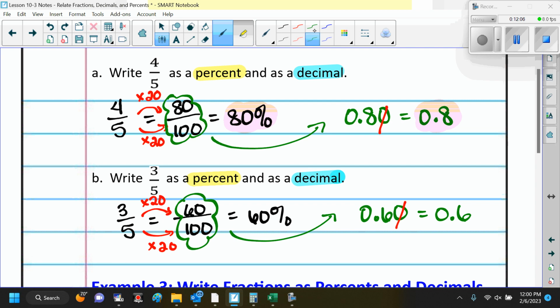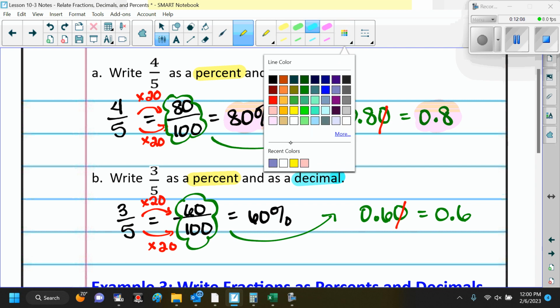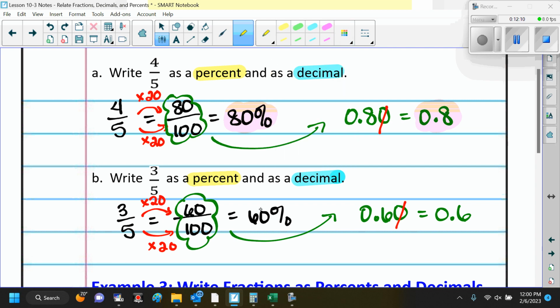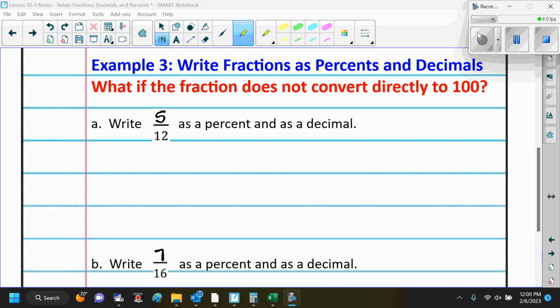So these are my answers. I'm going to highlight them. We've got the 60% and we've got the 0.6. Example 3 says write fractions as percents and decimals. We just did this. But what if the fraction does not convert directly to per 100?